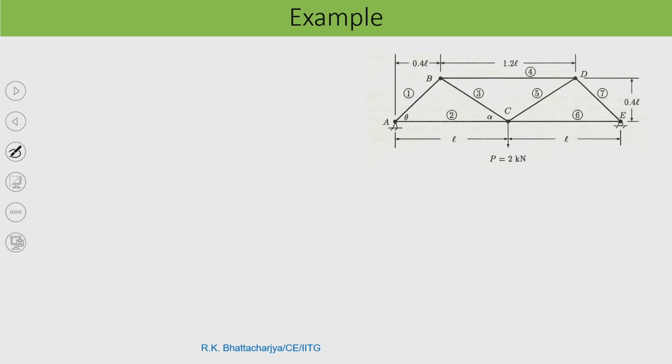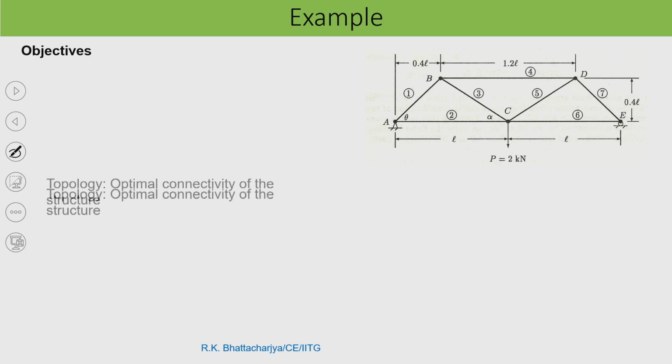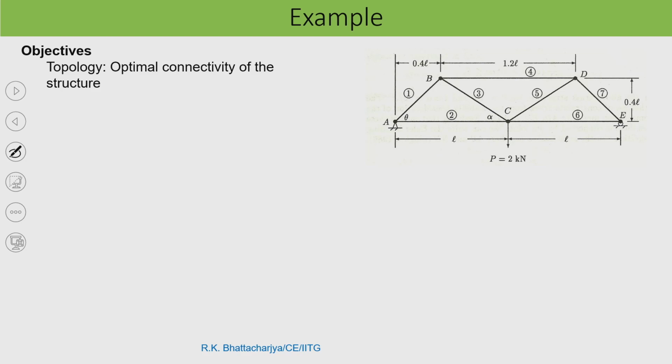The third example problem is a truss design problem. Now, in case of truss, what are the objectives? One is topology optimization, that is, the optimal connectivity of the structure. One objective may be to find the minimum or optimal connectivity of this structure. We call it topology optimization. And the second one is, once you have the minimum or optimal connectivity, I would like to minimize the cost of material.